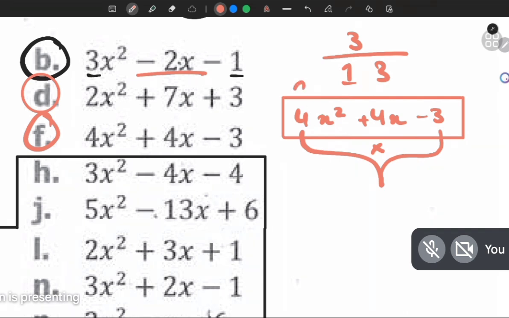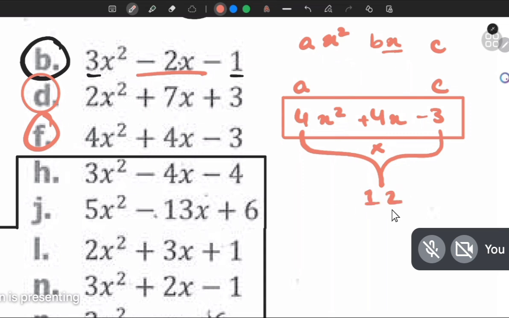The first thing that you'll do is you'll take A and C. What are A and C? A is the coefficient of x square, B is the coefficient of x, and C is the term which is not being multiplied by x. So AC, which you will get, is 12, right? Then you'll find the factors of 12, which are 1, 12, 2, 6, 3, 4. Then you'll see which of these can give you B when added or subtracted.